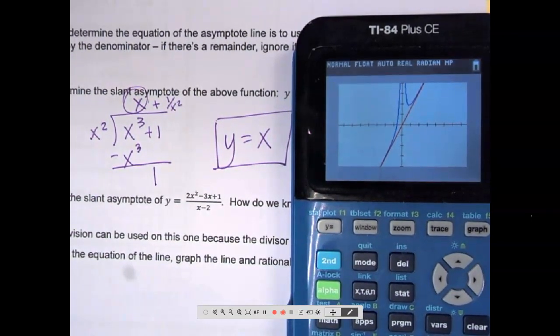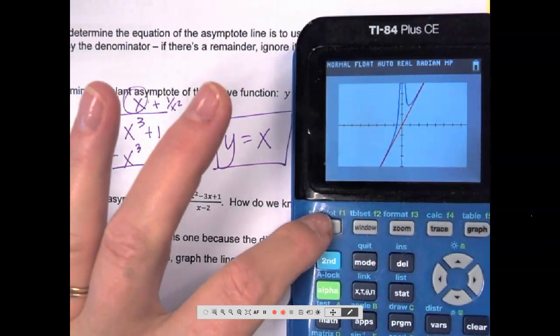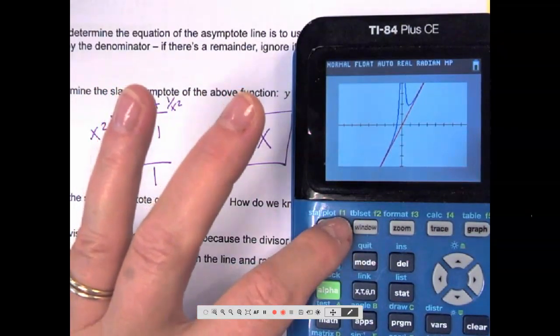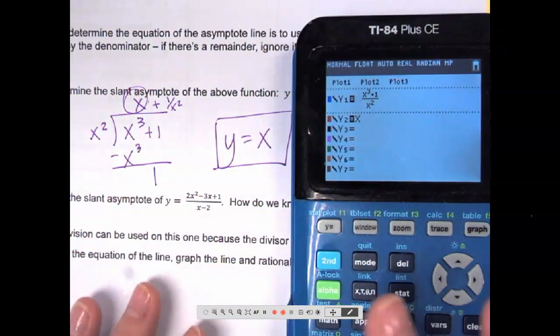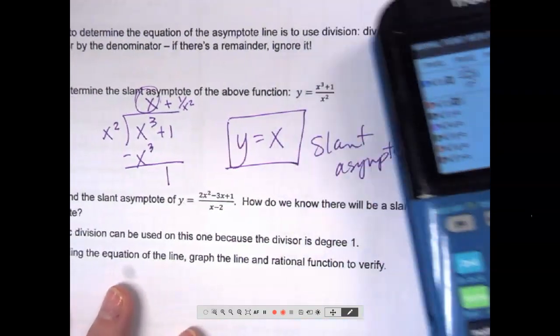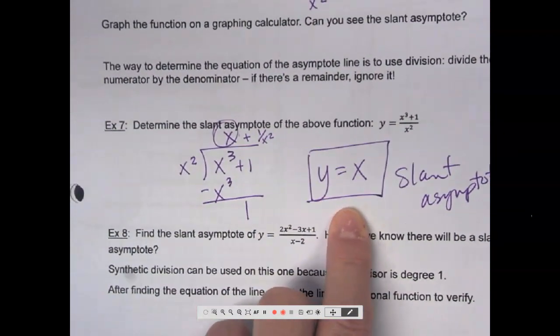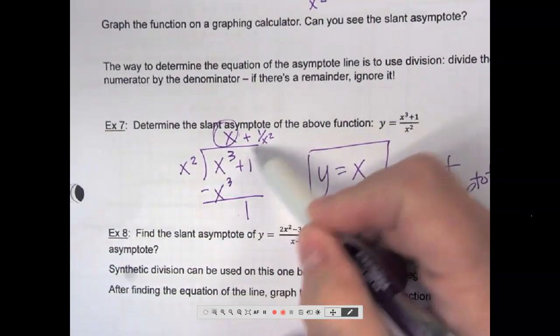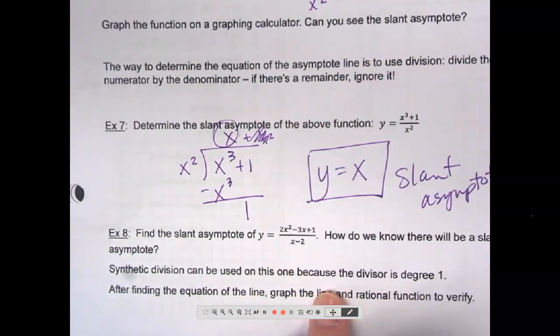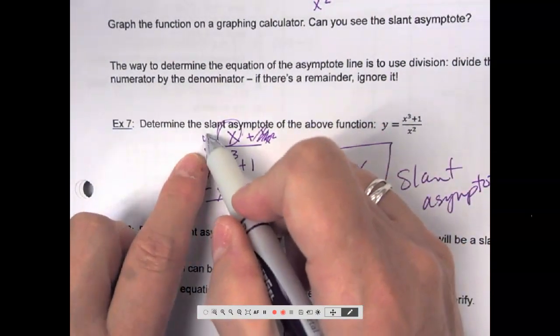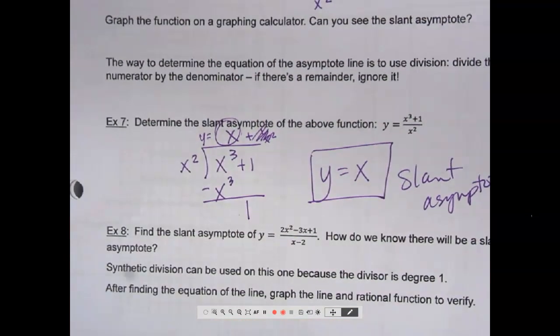What's wrong? So the answer we got from dividing, how do we get y? Other than that? Like we got x plus 1 over x squared. So that's a remainder. We ignore it. So it just doesn't matter. And then y equals this is your slant asymptote. Just make it y equals whatever you got.